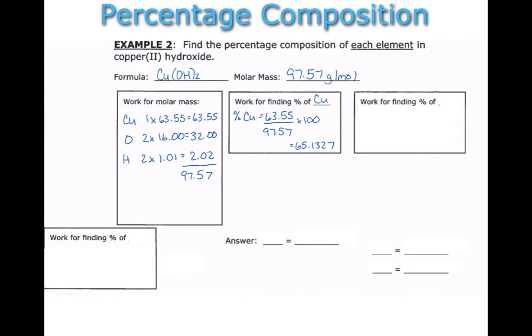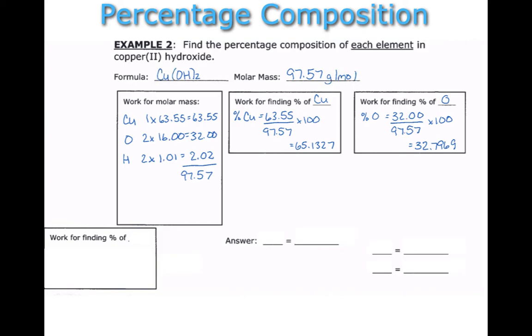The next one is the oxygen. Our total mass of the oxygen in the copper 2 hydroxide is 32.00 grams. Our total molar mass multiplied by 100. We have our percentage of the oxygen. We'll look at sig figs in just a moment. Now both of those would be 4 significant figures.